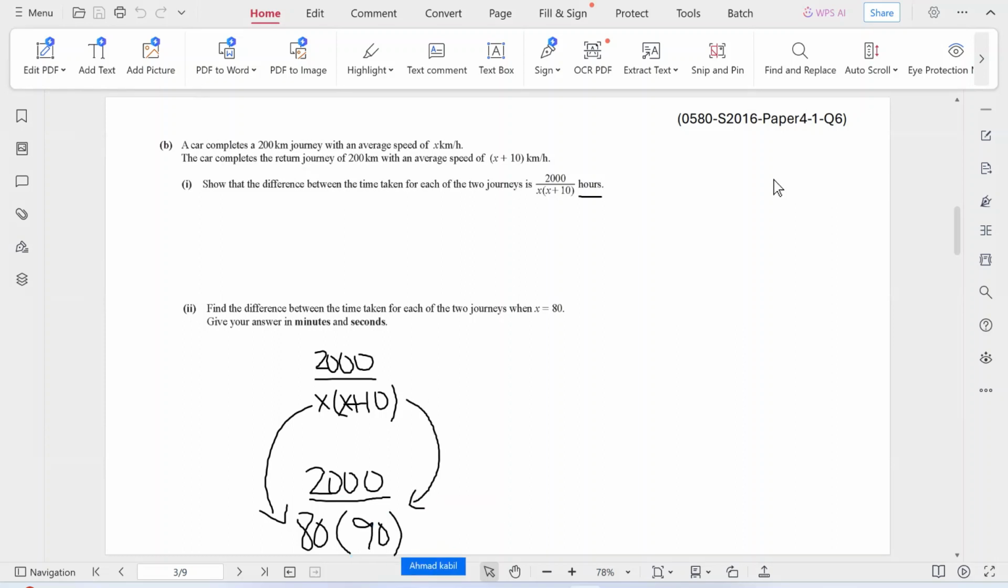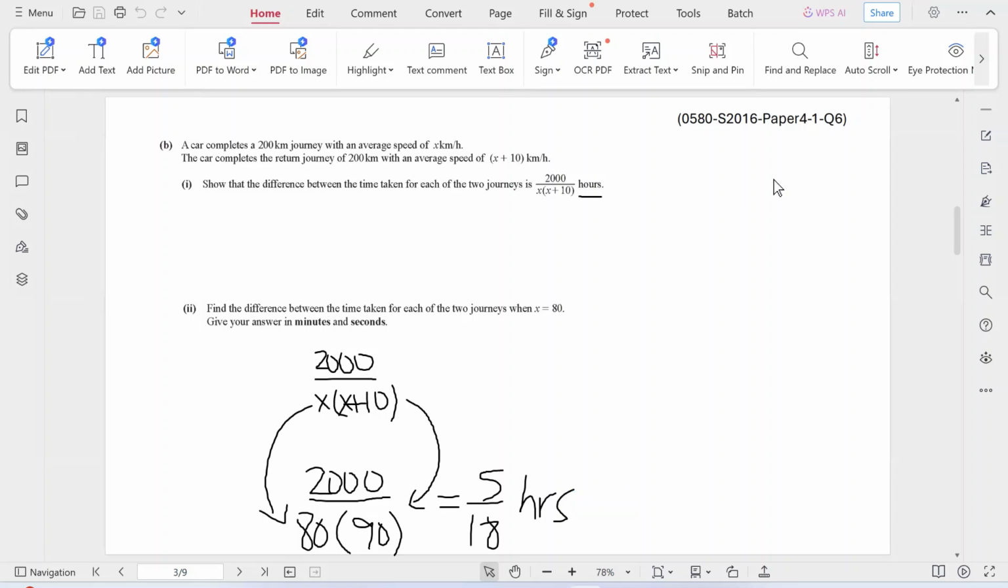You can use your calculator, 2000 divided by 80 multiplied by 90. Of course, you have to put 80 times 90 in a bracket so that the calculator interprets correctly. So you get 5 over 18 hours. But they want this in terms of minutes and seconds. So how would you do that?